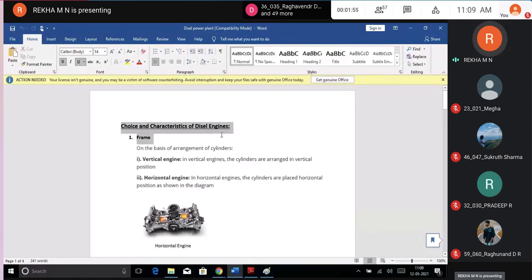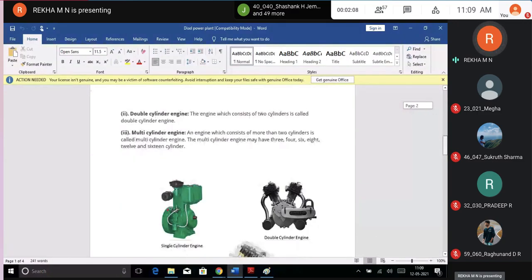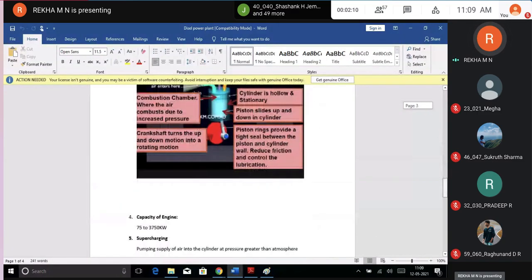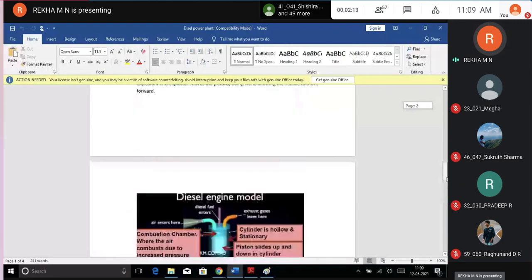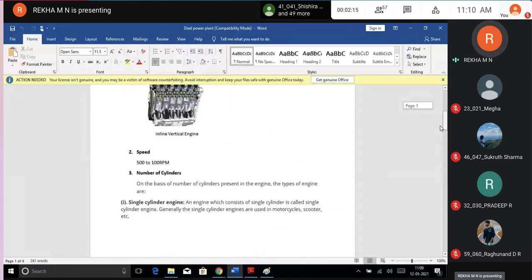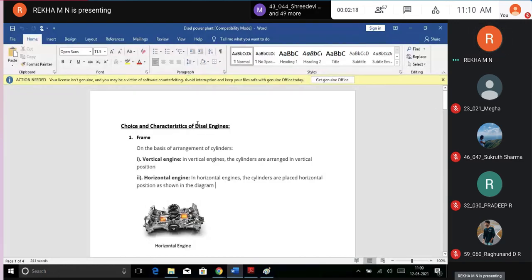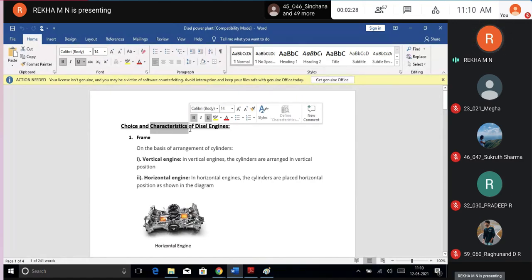What do you mean by choice and characteristics of diesel engines? Like which engine I need to take? So how to make a choice? For which they have mentioned some parameters. These parameters should be taken into consideration while making a choice of the diesel engine. Whenever you're going to make a choice of diesel engine, the following points have to be taken into consideration, and in turn that is the characteristic features of the diesel engine. So that is the main feature of your diesel engine.